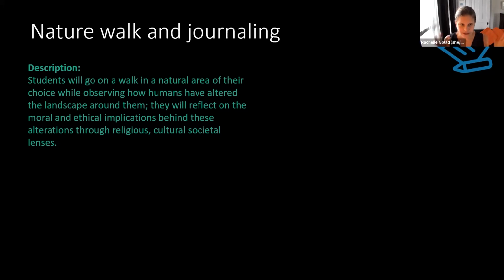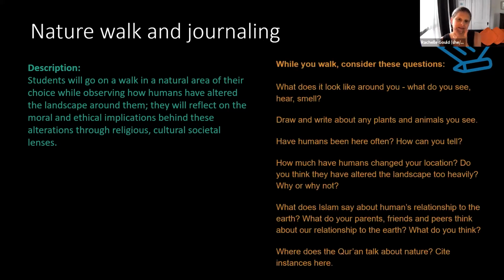So core here, they go on a walk. Observation is key. So they're being mindful. They're looking at what's around them, and particularly they're looking at human impact on the land. And then they're thinking about what those impacts mean, specifically using religious and cultural lenses. So here are the prompts that we came up with. Prompts for students to consider while they're walking. What does it look like around you? What do you see, hear, and smell? So connecting to your senses is really big, being present.